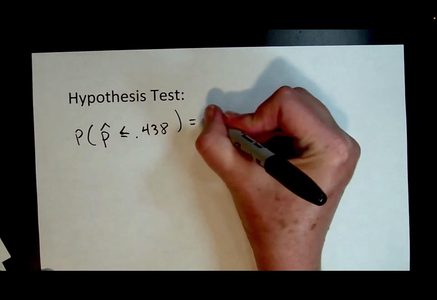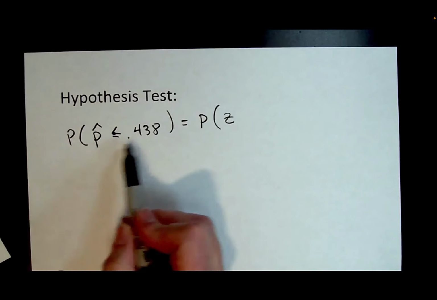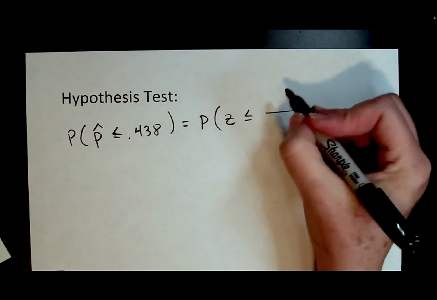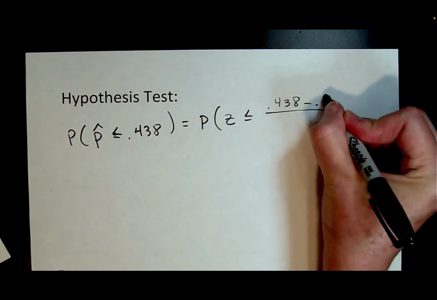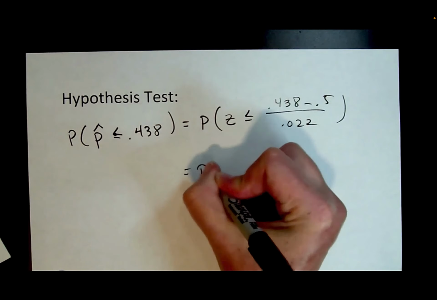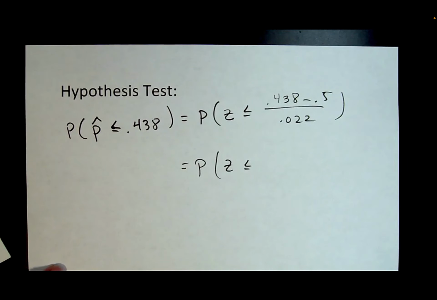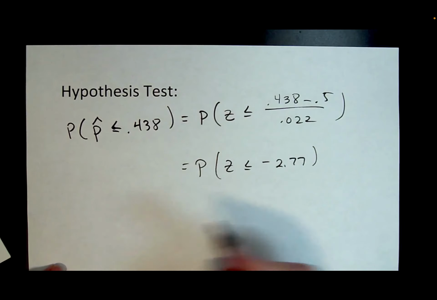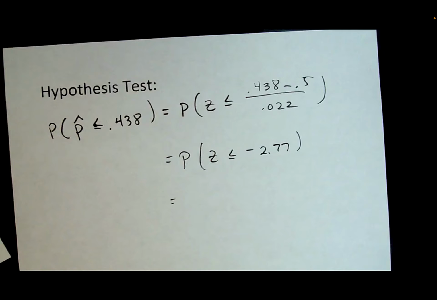We convert that to a z value, which we can do because we know this is normal. And from a practical standpoint, we can do it because we know what numbers to put in here: the mean is 0.5 and the standard deviation is 0.022. Crunch the numbers and you'll see that we're checking on the probability of z being less than negative 2.77. Again, that's our test statistic, it's called. And what are we going to get?